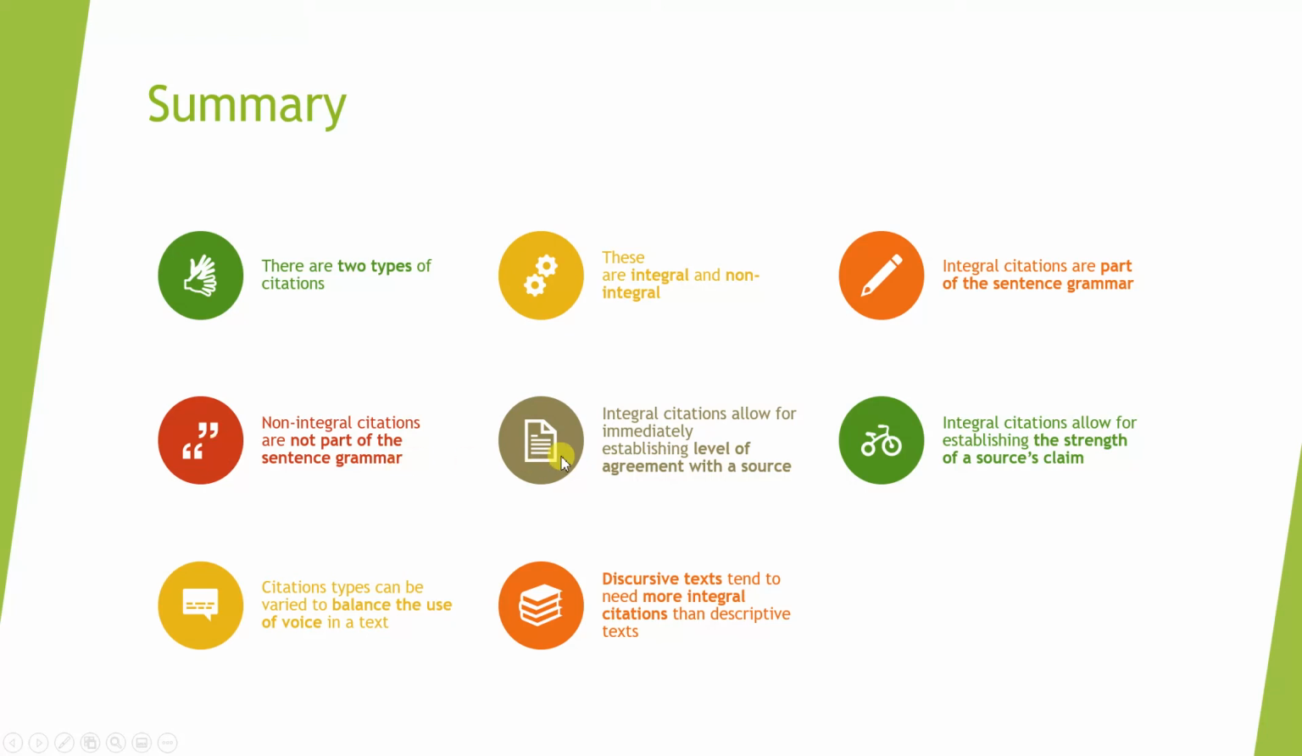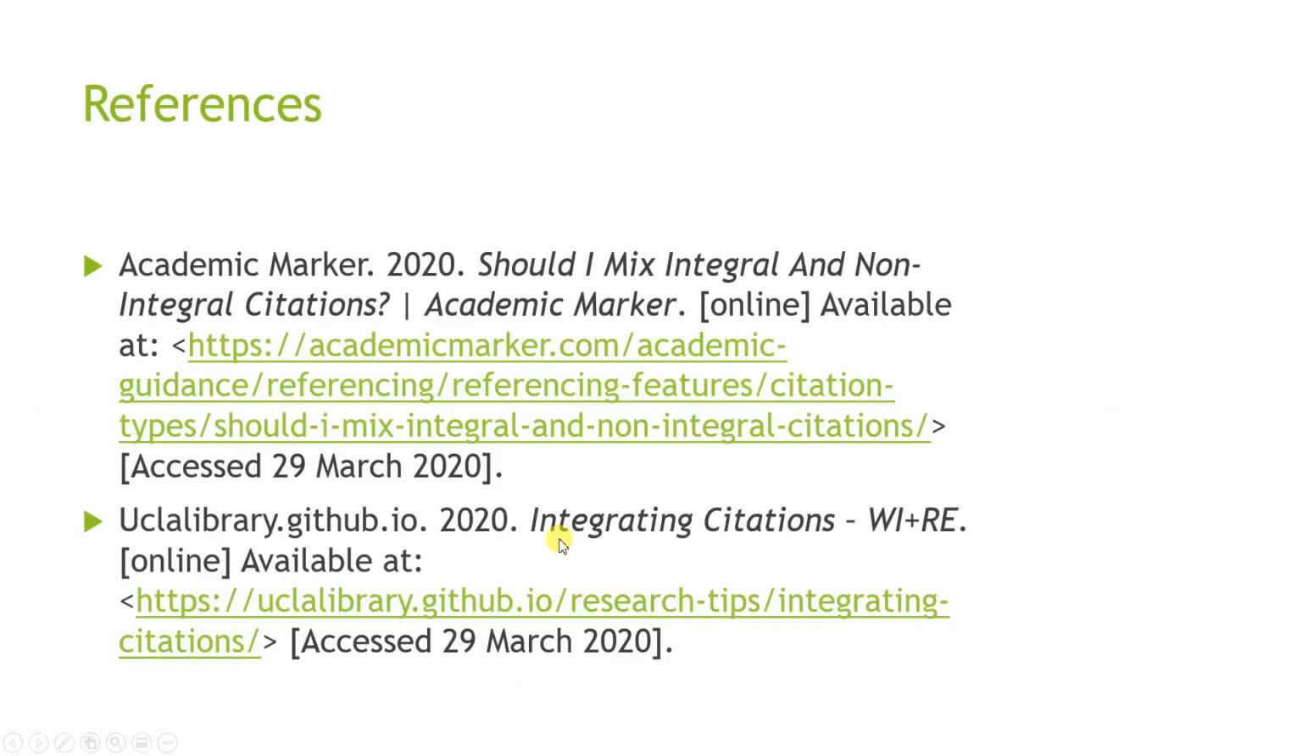Integral citations allow for establishing the level of agreement with a source. Very important. They also allow for establishing the strength of a source's claim. And the citation types can and should be varied to balance the use of voice in a text. Finally, discursive texts tend to need more integral citations than descriptive texts because here your position on sources' claims is more important. Okay, so that's it really.